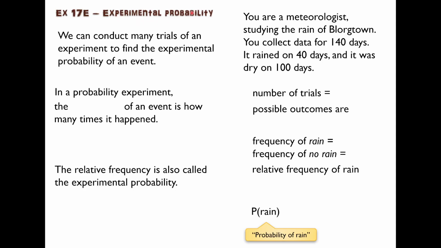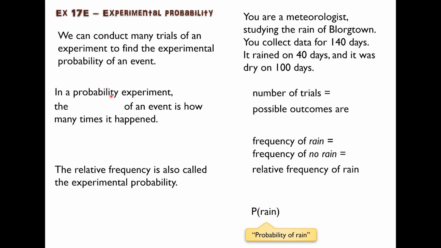Experimental probability. If you look at what happened in the past, you can use that to predict what will happen next time in the future. And that's the basis of experimental probability. The idea is that we can conduct many trials of an experiment to find the experimental probability of an event, the chance that it will happen next time.